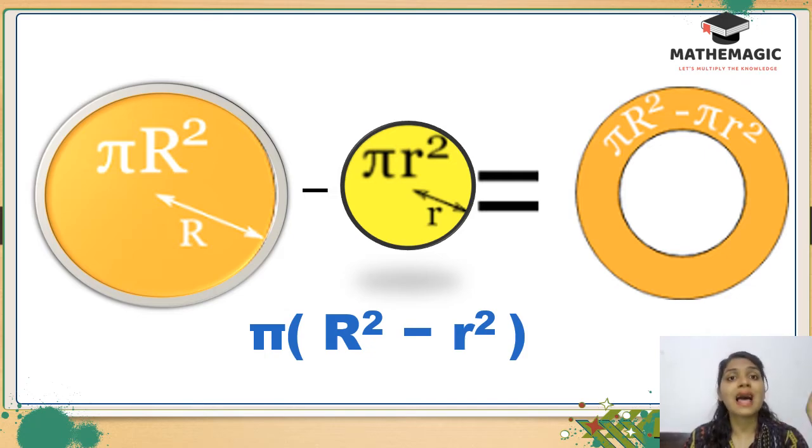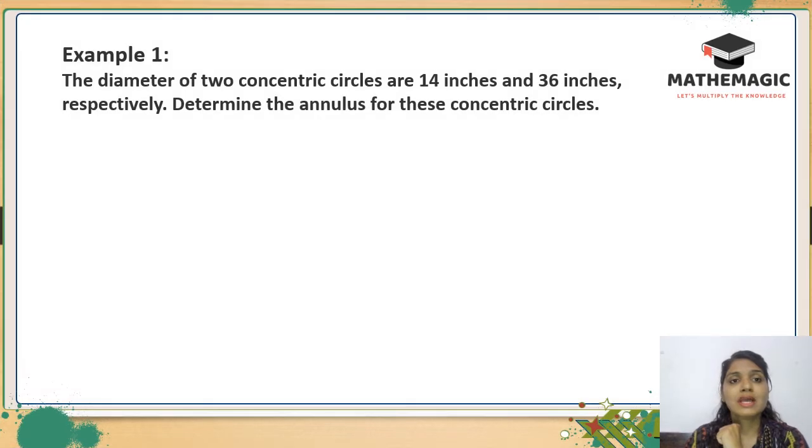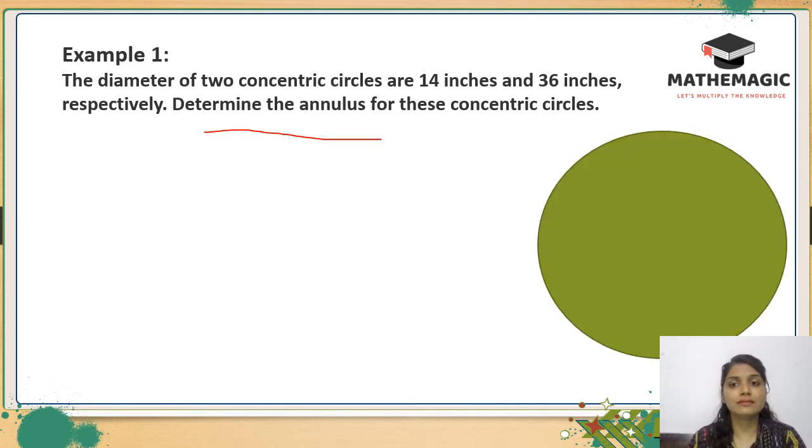Now, to apply this concept, let us have some examples. The first example is the diameter of two concentric circles are 14 inches and 36 inches respectively. You need to determine the area of the annulus for these concentric circles. So we have two concentric circles, the greater one having the diameter of 36 inch and the smaller one having the diameter of 14 inch.